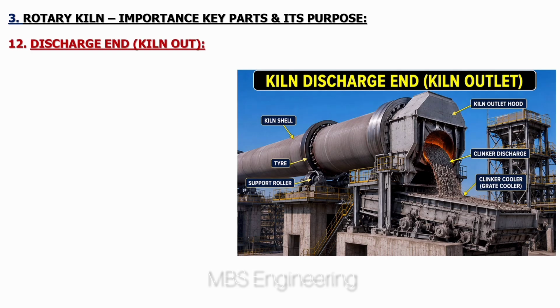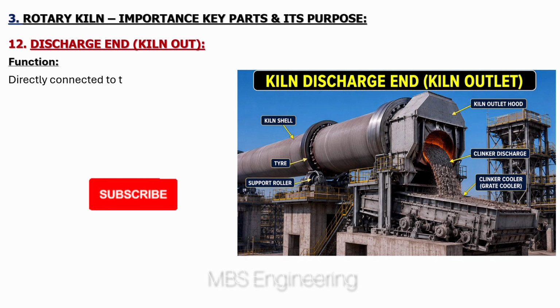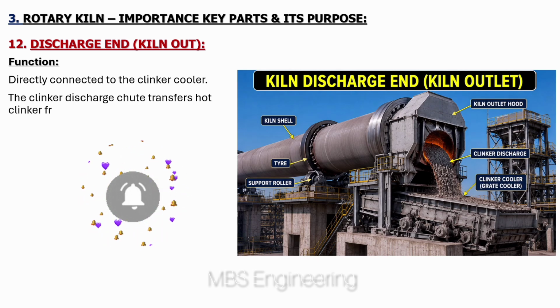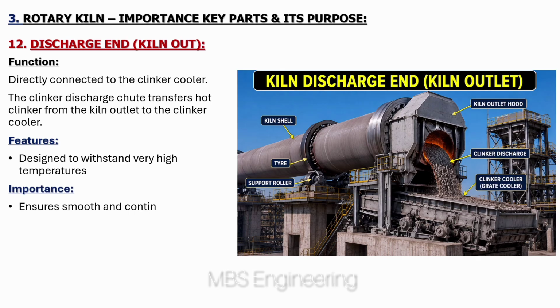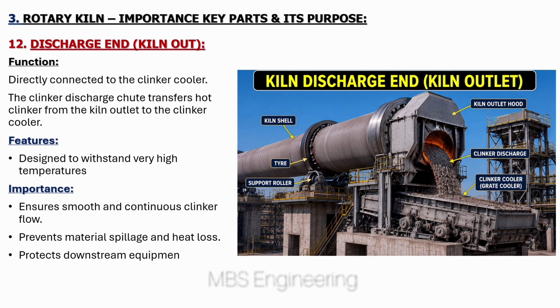The 12th important key part is the discharge end, or kiln out. Please refer to the picture showing the discharge end, or kiln out. Function: directly connected to the clinker cooler. The clinker discharge chute transfers hot clinker from the kiln outlet to the clinker cooler. Features: designed to withstand very high temperatures. Importance: ensures smooth and continuous clinker flow. Prevents material spillage and heat loss. Protects downstream equipment.